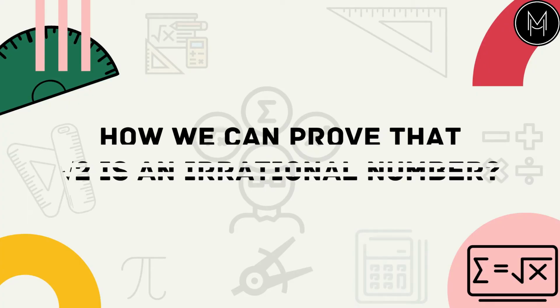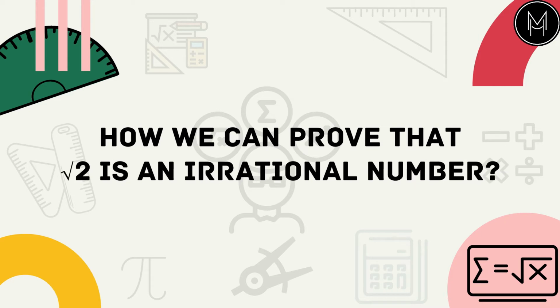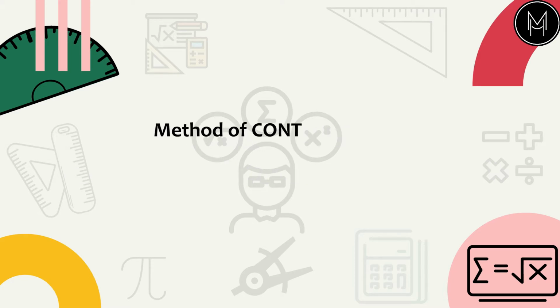As we are all familiar, root 2 is an irrational number. But the question is how we can prove this statement. Today's video is all about how we can prove it. Basically, we can prove that root 2 is an irrational number with the method of contradiction.